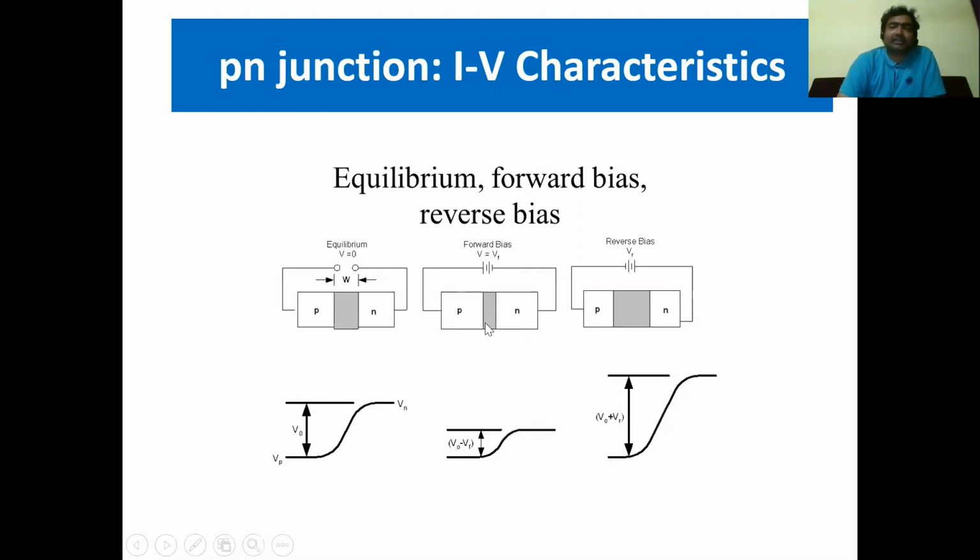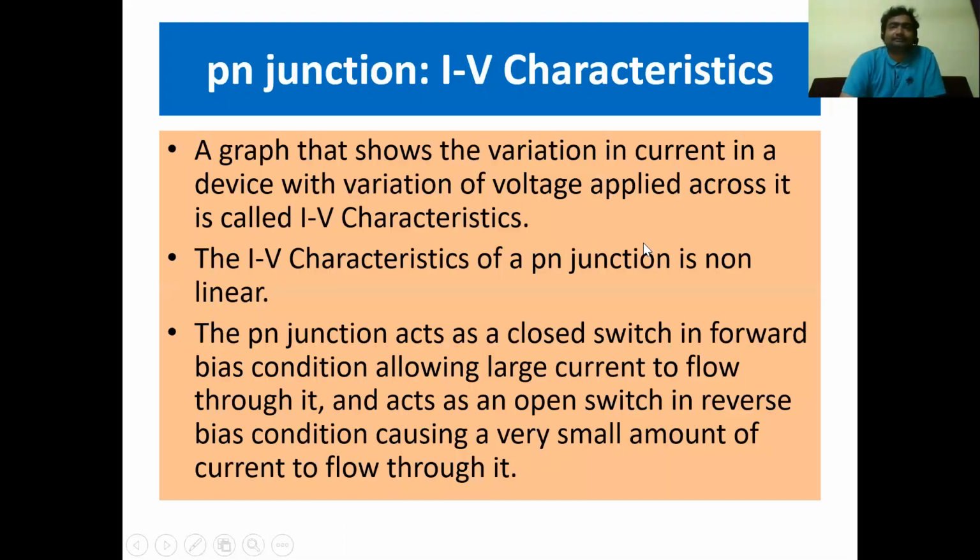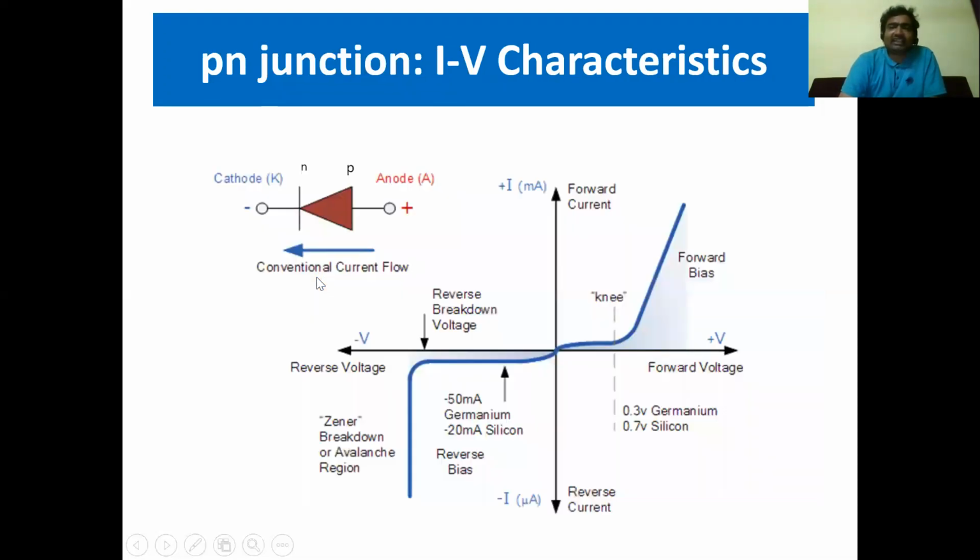Here you observe there is a decrement in the width of the potential barrier in case of forward bias, and there is an increment in the width of the potential barrier in case of reverse bias. A graph that shows the variation in current in a device with variation of voltage applied across it is called as IV characteristics. The IV characteristics of a PN junction is non-linear, which means IV characteristics are not a straight line. Here you see, it doesn't represent a straight line.